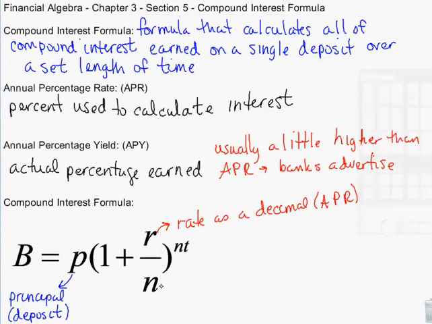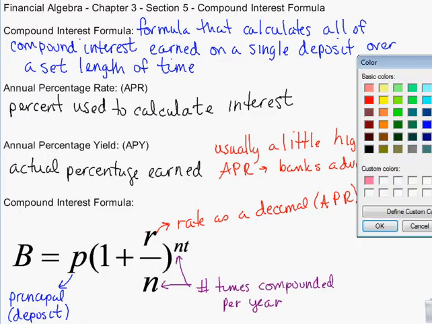N, you have 2 of them, is the number of times compounded per year. So if it's once a year, you've got a 1. If it's semi-annually, it's 2. If it's quarterly, it's 4. If it's monthly, it's 12, etc.